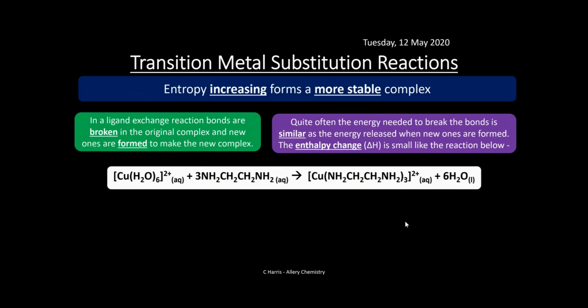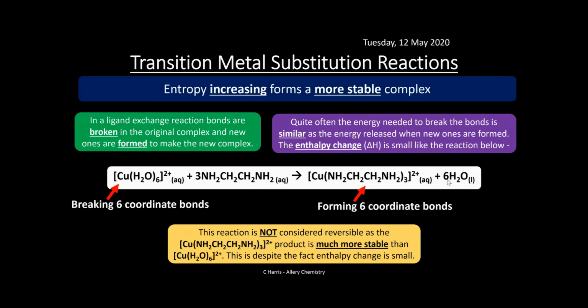You can see here we've got copper hexaaqua complex reacting with our diamine ligand. We've got 3 of them, and you can see that we're forming our complex and 6 waters are being produced. What's key here is that we're breaking 6 coordinate bonds on the left and forming 6 coordinate bonds there, so the energy difference is going to be pretty small.